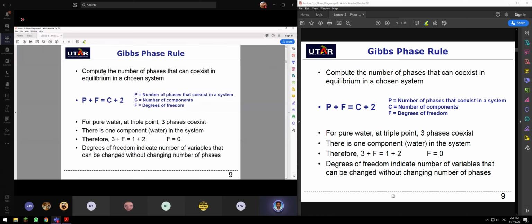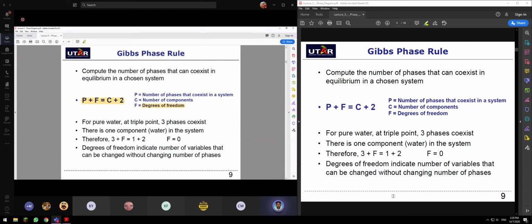So the Gibbs phase rule computes the number of phases that can coexist in equilibrium of a chosen system, and then it calculates the degrees of freedom, F, which a material depends on when it changes phase from one to another. This is the formula, a very simple formula: P plus F is equal to C plus 2.